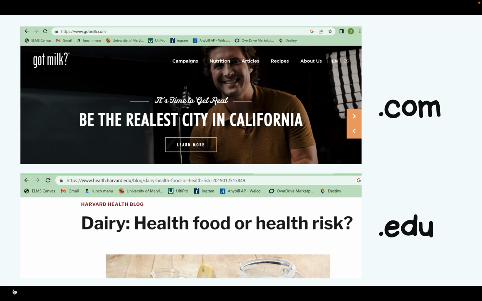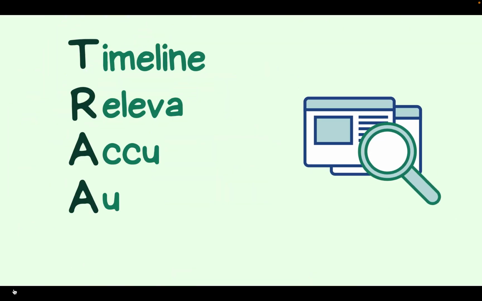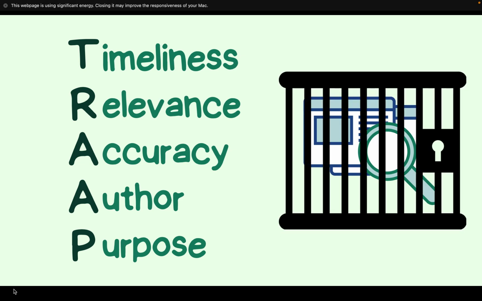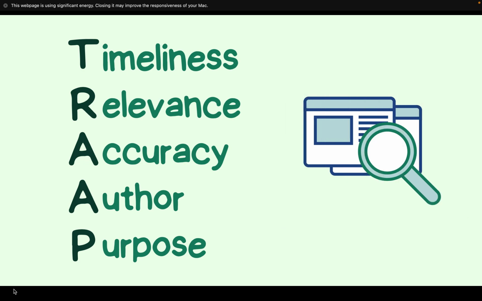Your job as the researcher is not to find the unbiased source, because everyone has their own opinions. Your job is to decide if the information relates to your research question. TRAP is a tool that you should refer to whenever you begin reviewing sources online. This way, you can trap any information that might steer you in the wrong direction.